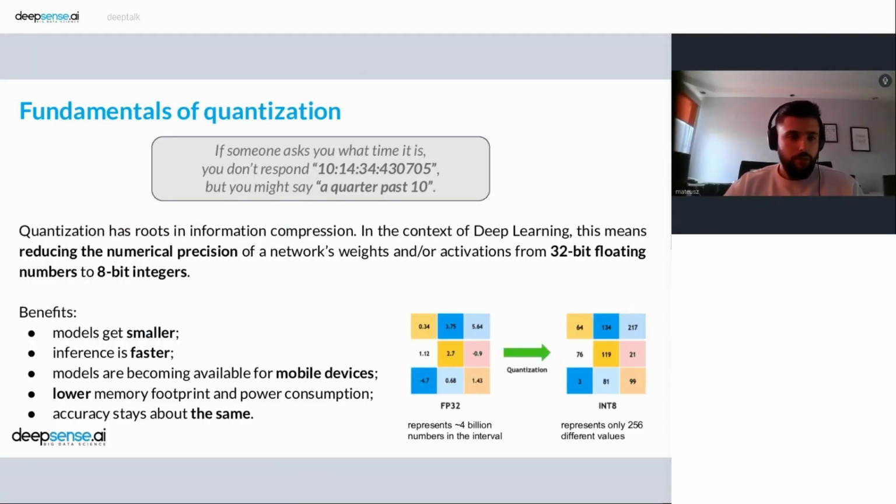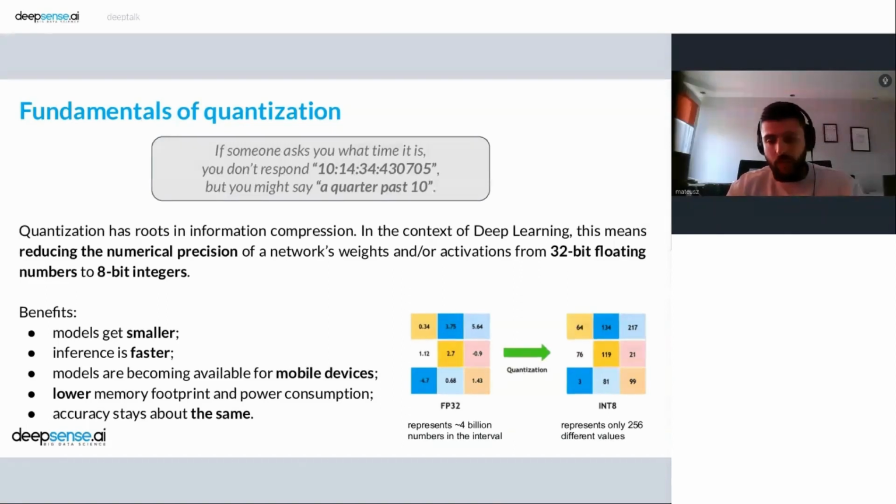All right, so let's begin with the idea of quantization. This is the method of information compression, and I think it is best to understand that by example. So if someone asks you what time it is, usually you don't respond with the exact Unix time precise to the milliseconds, but you rather would say that it is 10:15. So you provide almost the same amount of information, but using a much smaller number of digits, of words, a smaller amount of data.